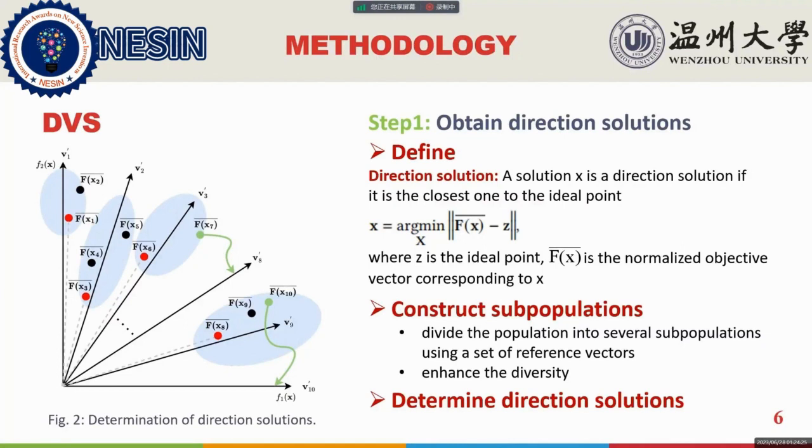To enhance the diversity, we need to further divide the whole population into multiple subpopulations and select their respective direction solutions in each subpopulation. Therefore, we use a set of reference vectors to construct subpopulations. Specifically, we assign each of them to the nearest reference vector according to their respective objective values.